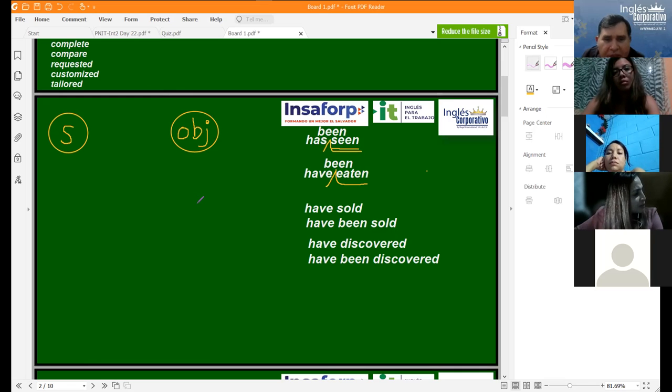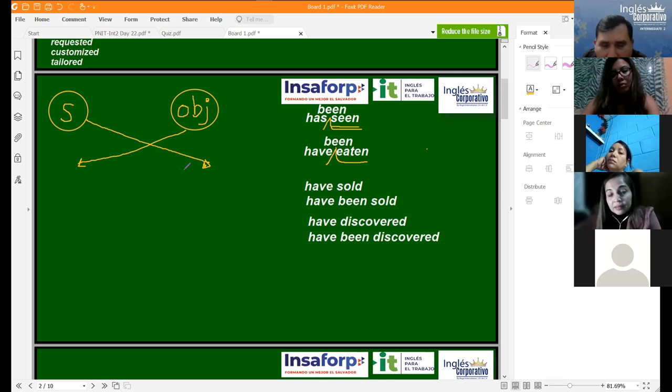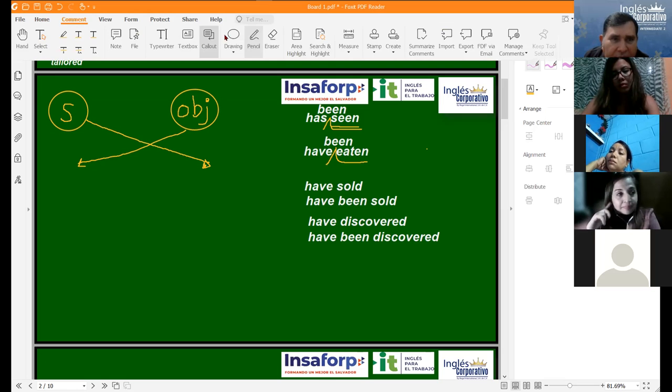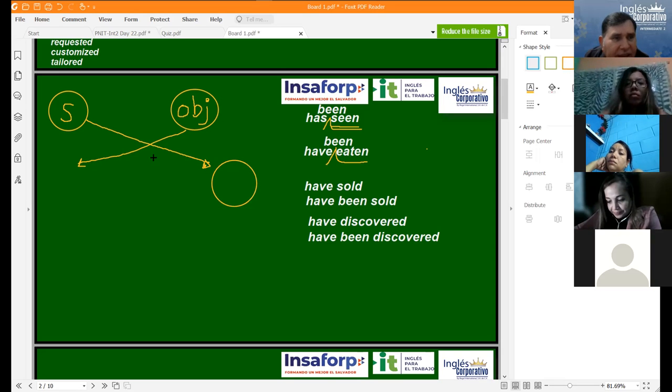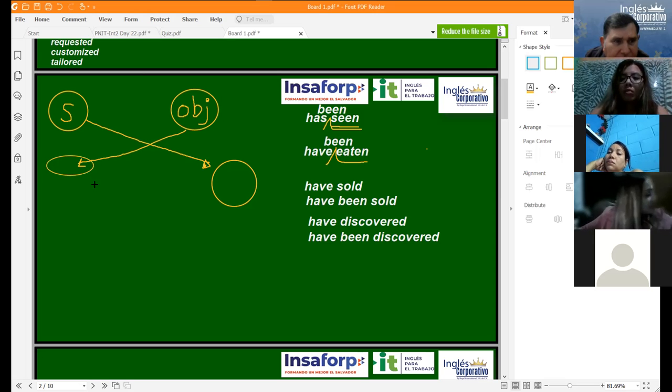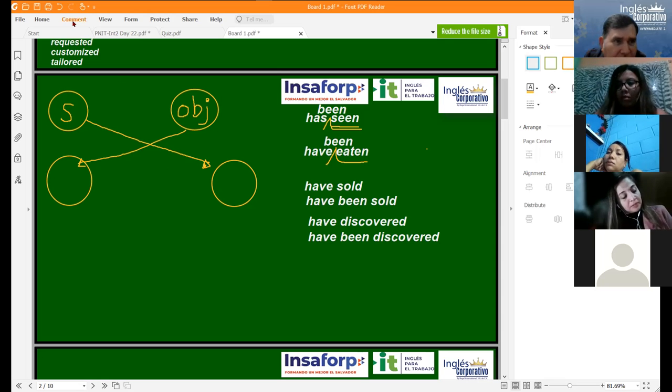Okay. This could be the object. Now, what happens in a sentence is that the object moves in this direction and the subject moves in this other direction. So the subject becomes what we call the agent, and the object becomes the new subject. This is important: we change the positions.